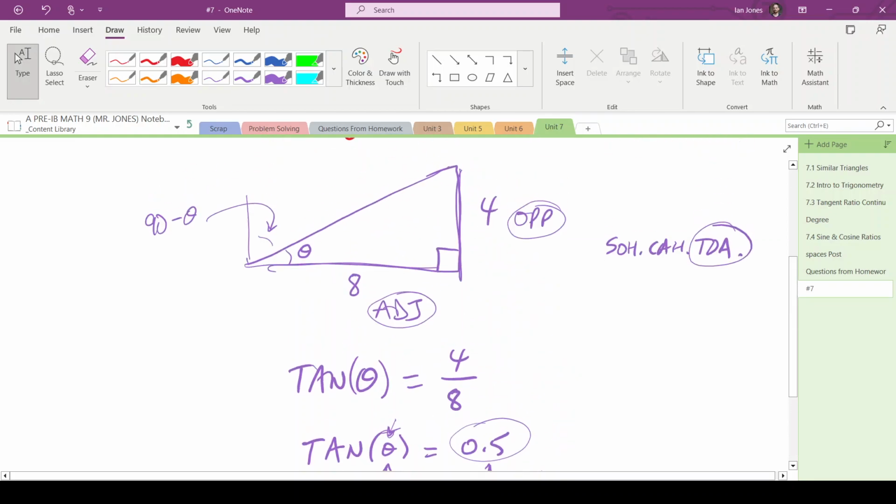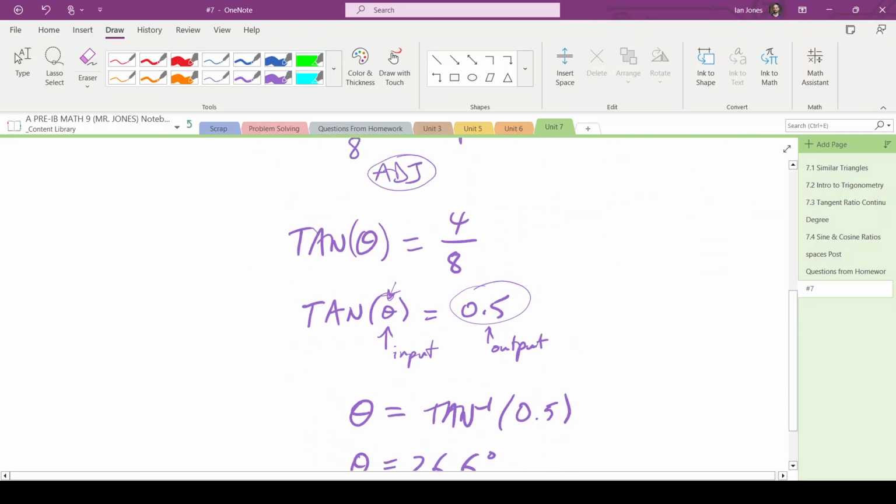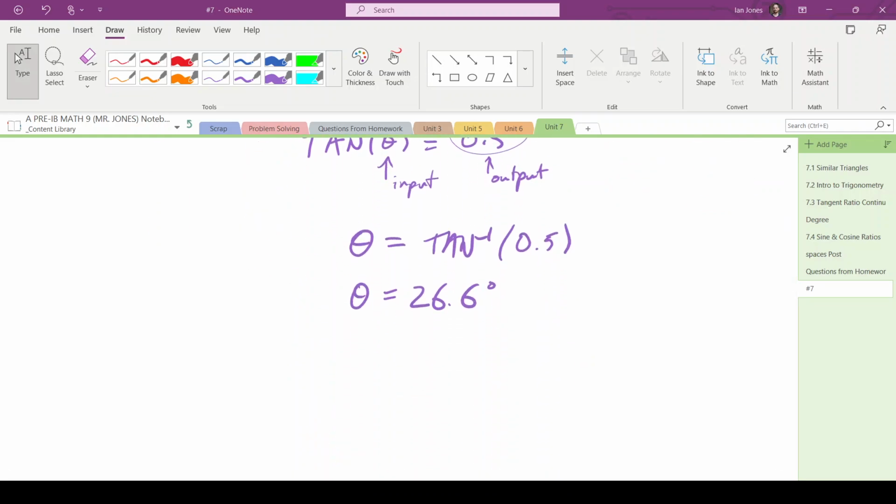And don't forget now, the other one here is 90 minus that. So I'll use my calculator. I go 90 minus 26.6, and I get the other angle is 63.4 degrees. That's 90 minus theta.